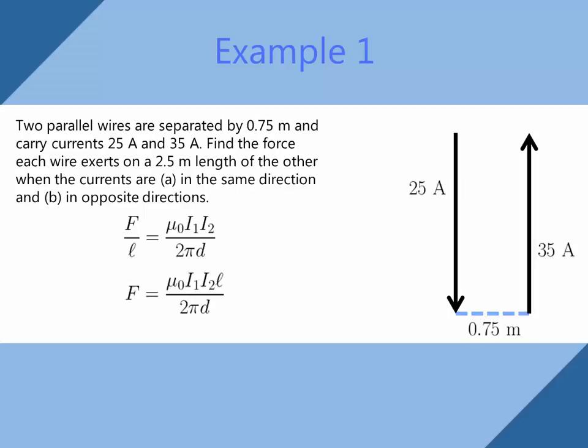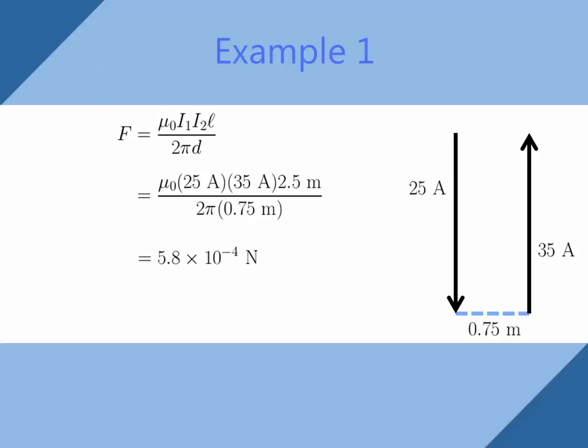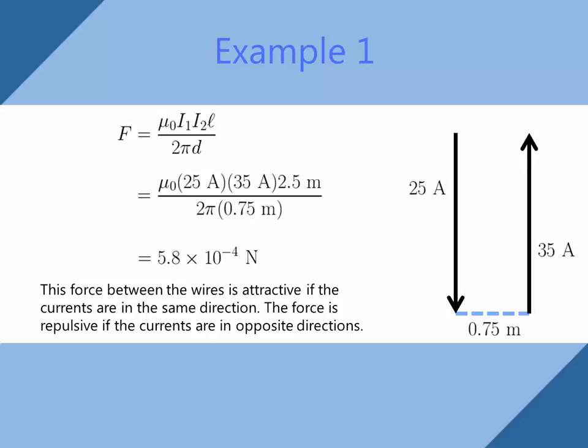Using our formula, we can change it so that we have the formula in terms of force by itself. Plugging in our known values, we have the currents, the length of the segment of wire we are measuring the force on, and the distance between the wires. Multiplying through, the force is 5.8 times 10 to the minus 4th newtons. The force between the wires will be attractive if the currents are in the same direction. If the currents are in the opposite direction, the force is repulsive.